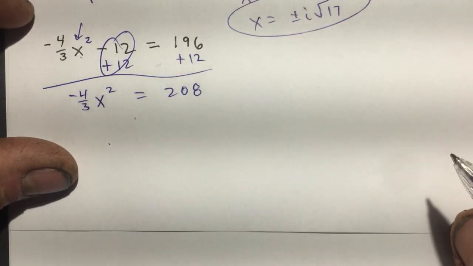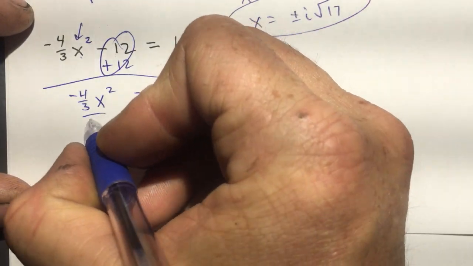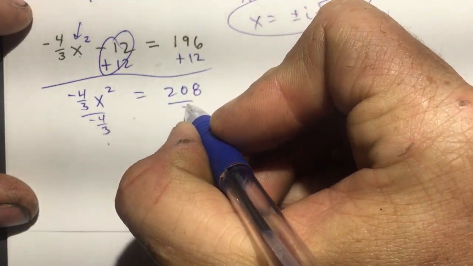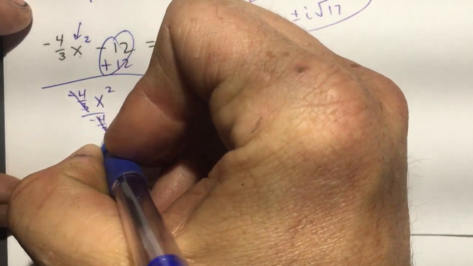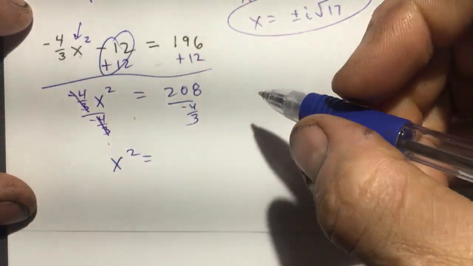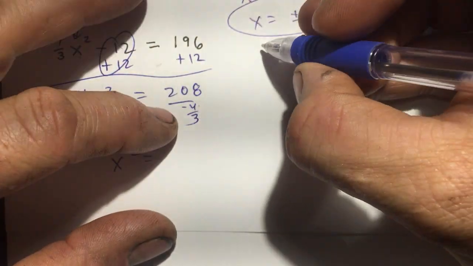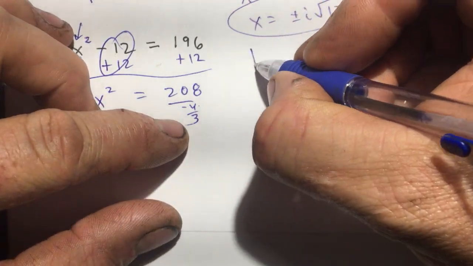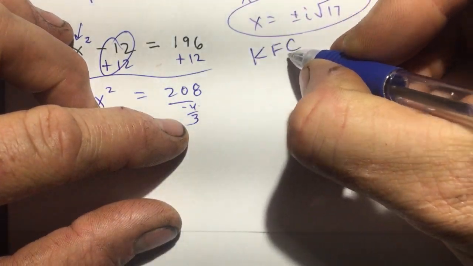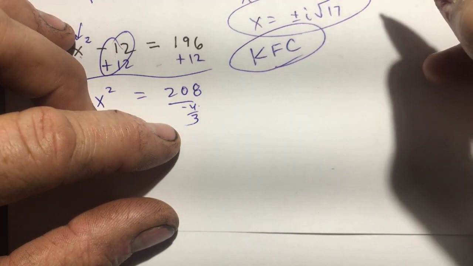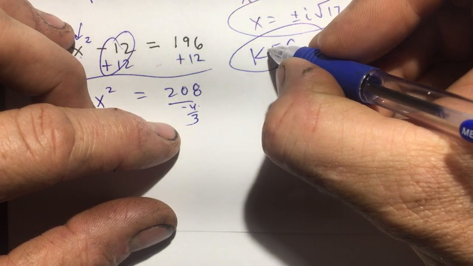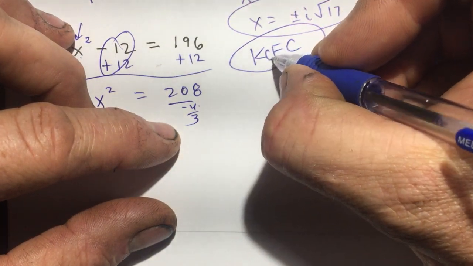Okay. All right, so now I got to divide both sides by negative 4/3. It makes this cancel, so x squared equals, all right, now here's one. I'm dividing by a fraction. Keep, flip, change. Sorry, I did it backward. Keep, change, flip.